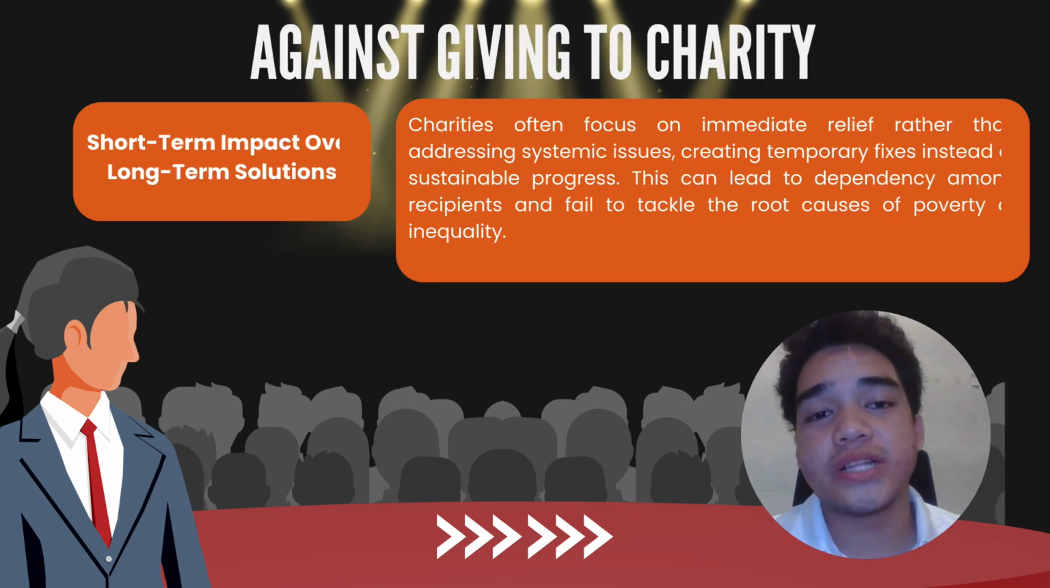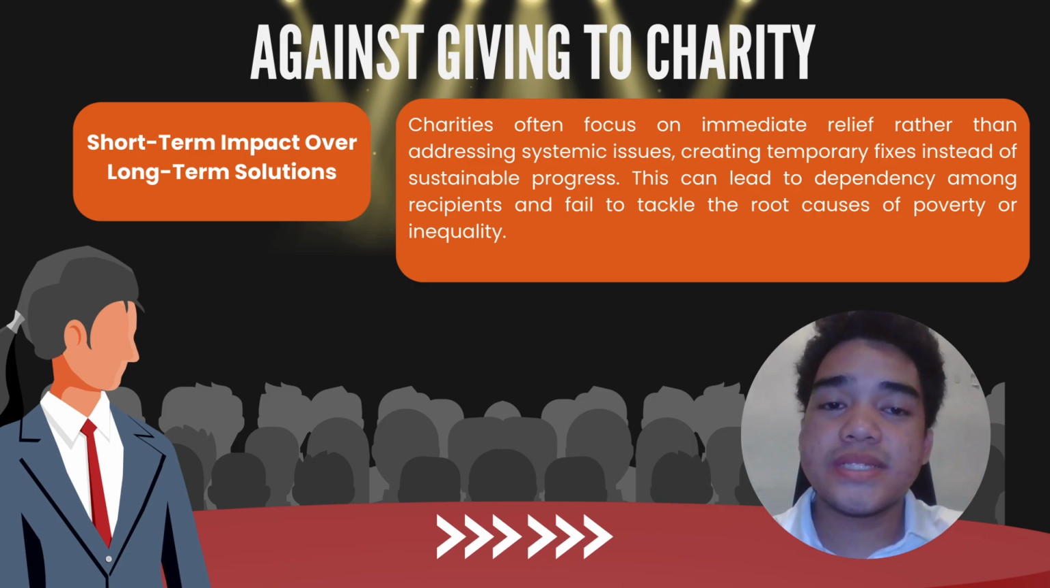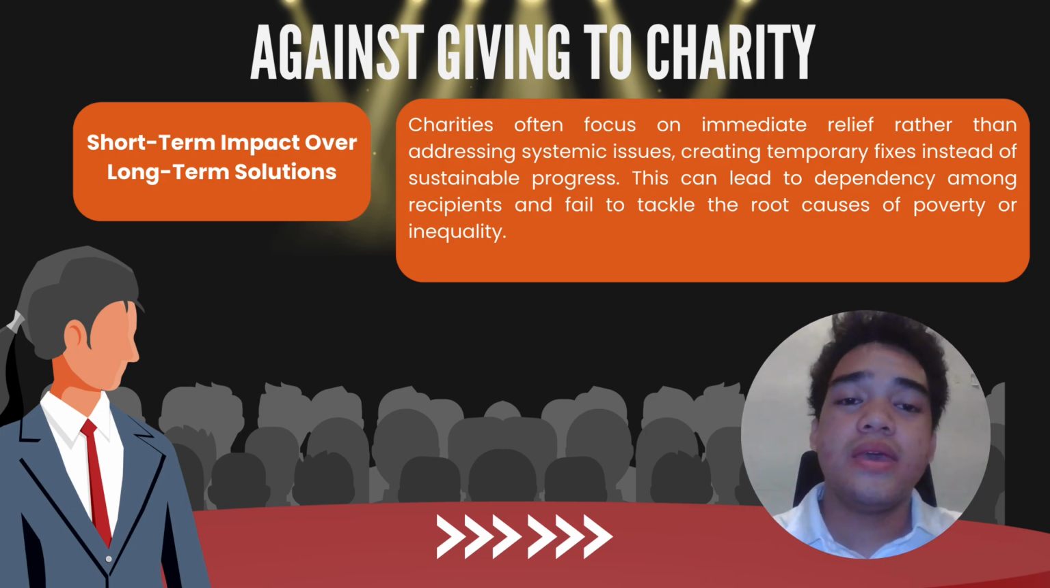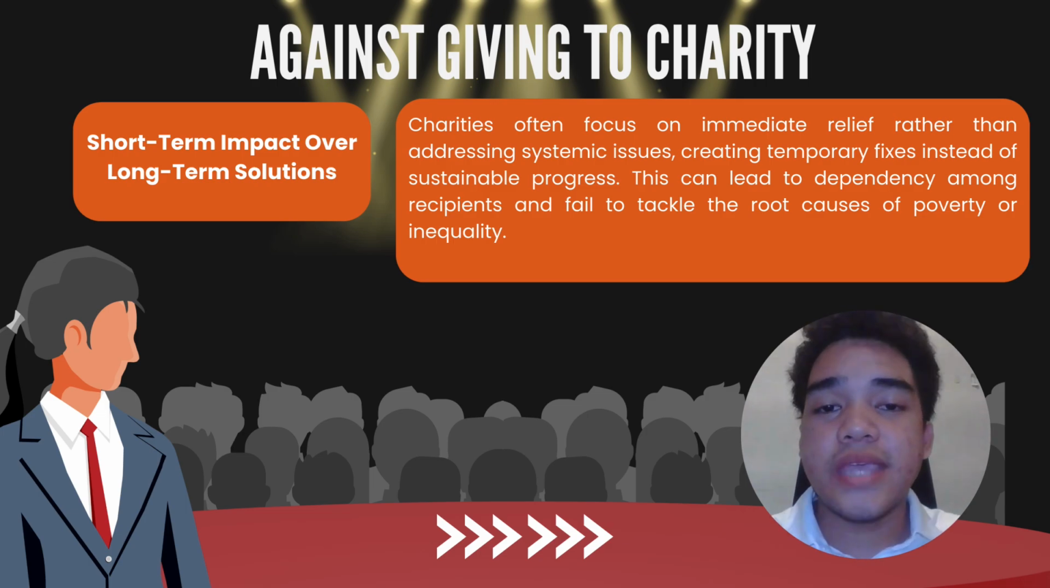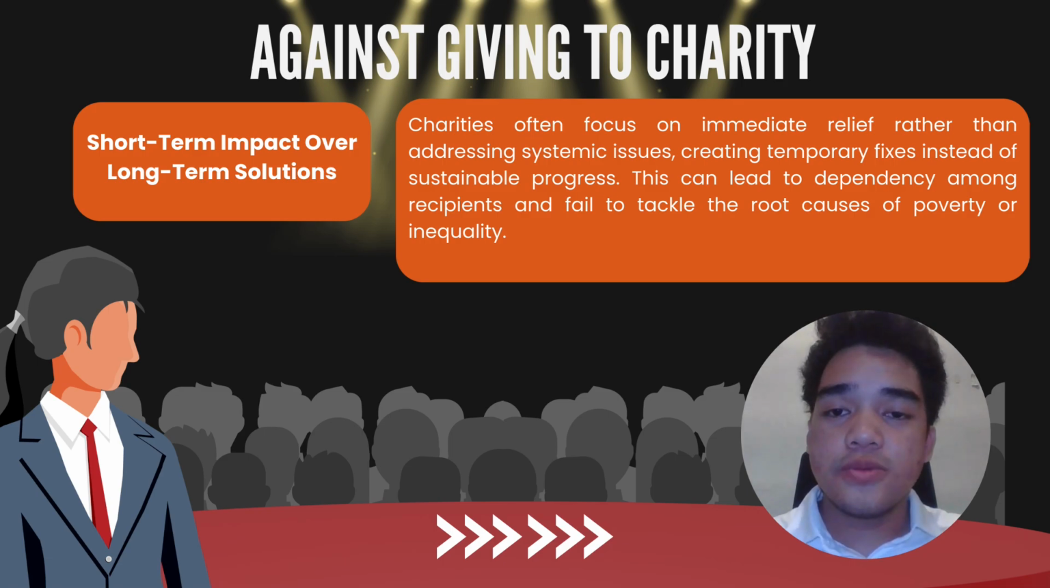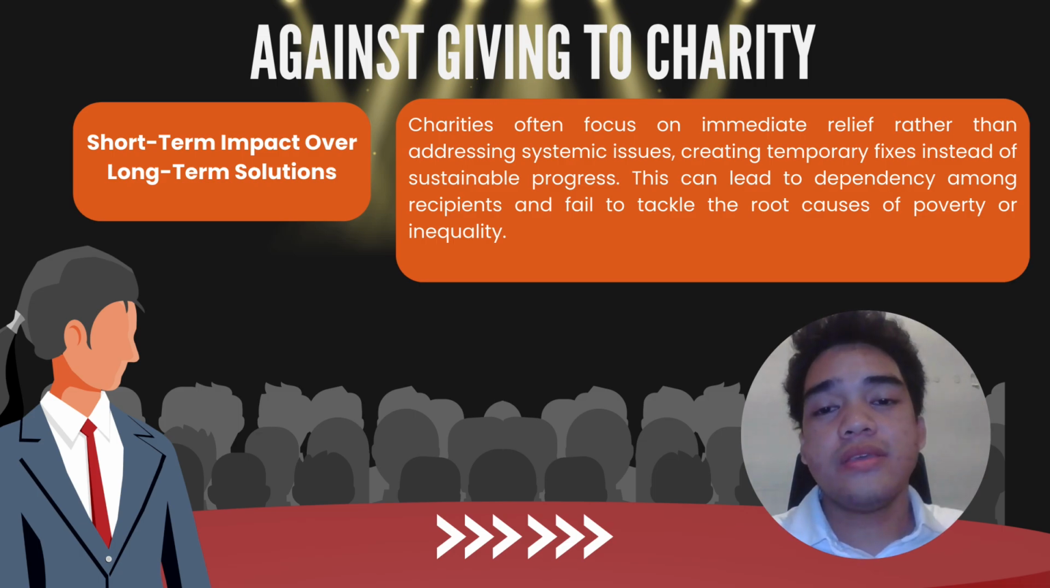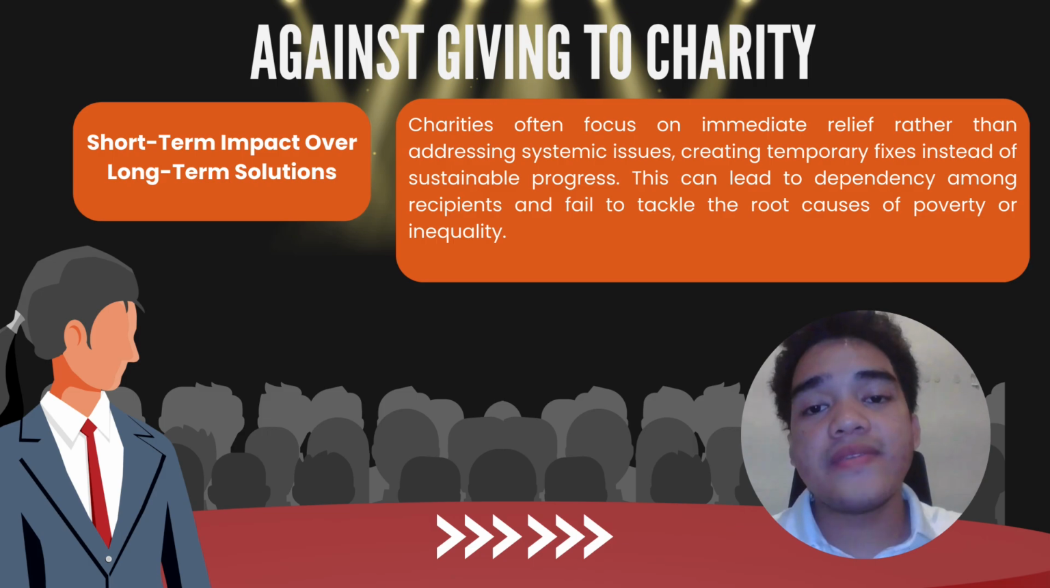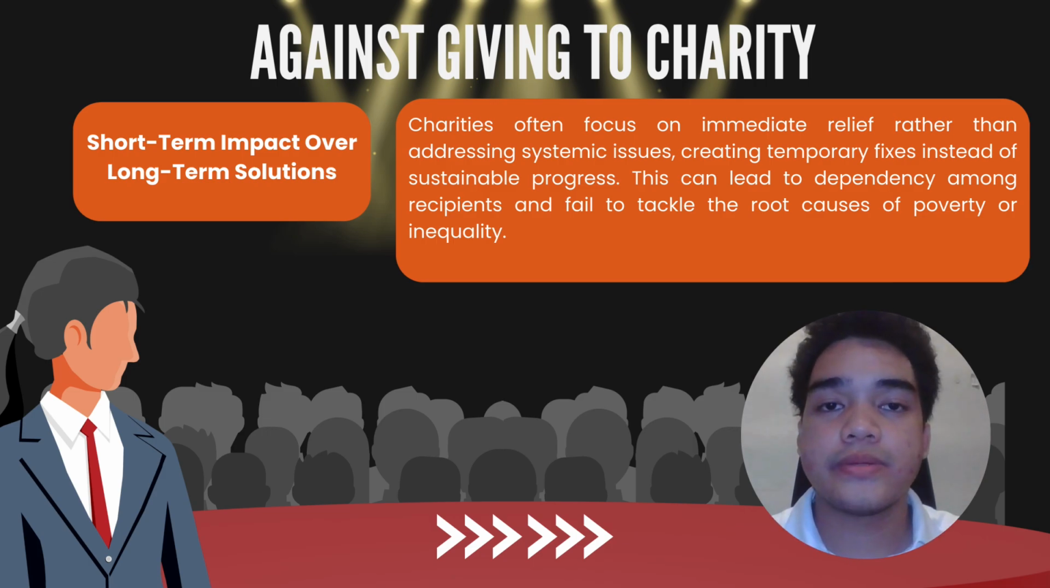Relief, like food or shelter, is vital in emergencies but doesn't address the deeper systemic causes of poverty or inequality. This short term approach can create dependency among recipients as they come to rely on aid without gaining the tools or opportunities to become self reliant. Without tackling root issues like education, healthcare, or economic inequality, these efforts risk becoming temporary fixes rather than paving the way for sustainable progress.